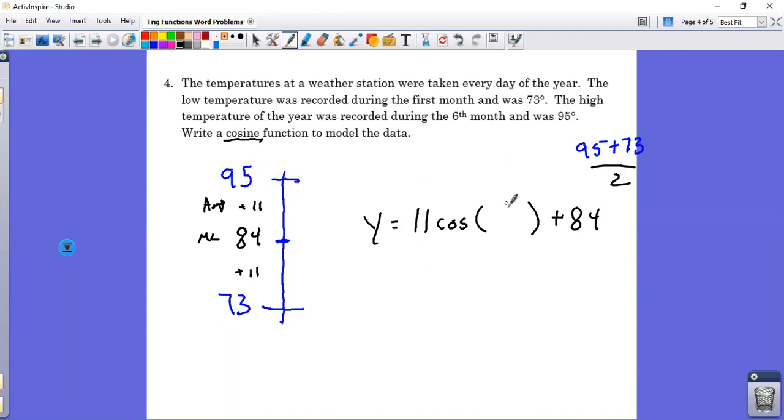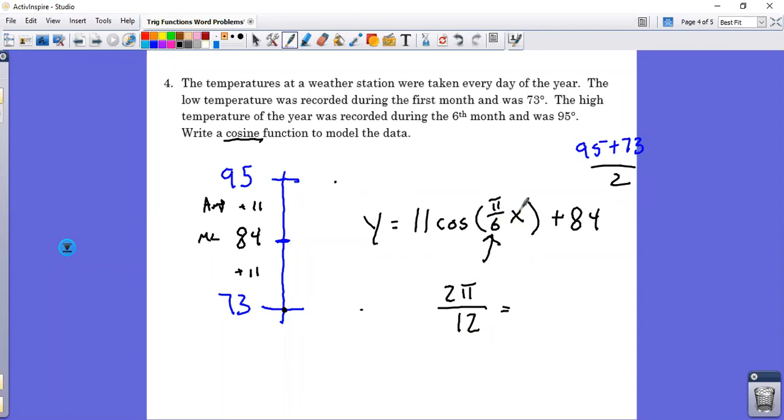But now, if we need to, we can do the period. So it starts at the beginning of the year, 6 months later. So it's starting at the low, it's going to the high 6 months later. Now it's back to the low would be 6 months later. So your total period would be 12, right? And so if you want to know what number goes there, that number will always be 2 pi divided by the period, which you reduce, that's pi over 6.